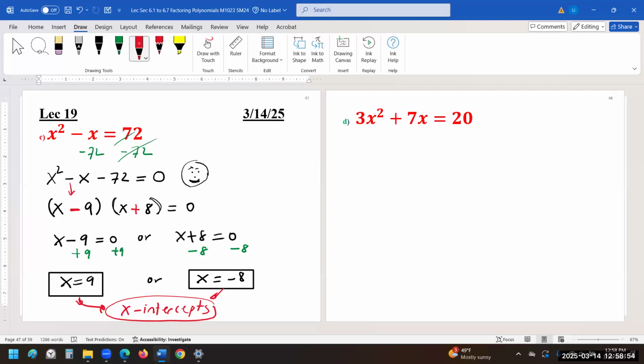Not always. For example, let's say you have a question like this: x squared equals 0. Then what is x? x is 0. So we have only one solution. Actually, it's an interesting question.